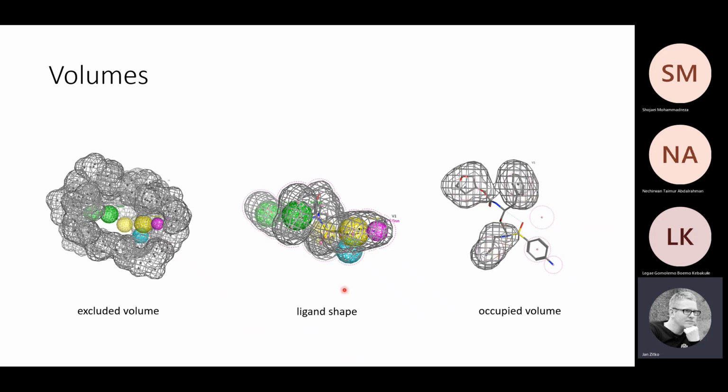Another volume you can use is the ligand shape volume. Sometimes you are not concerned with the features of the ligand, but you are just looking for shapes, for ligands which have a good shape to fill the binding site. So, different types of volumes.